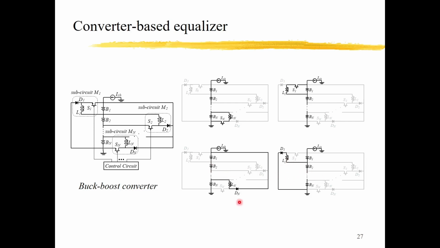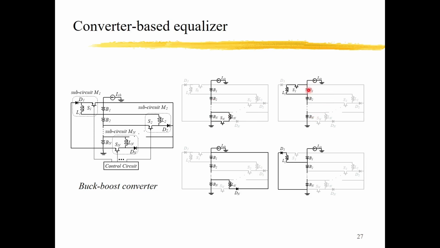Okay, however, then I can also say that if B2 has the highest SOC, then we can also turn on S2. So we have the loop here, and when we turn off S2, the energy will be transferred to B1. For every cell, if we turn on the associated switches, the energy will be transferred to its upstream batteries.